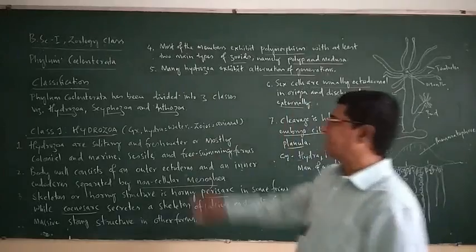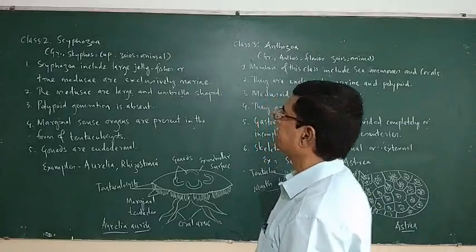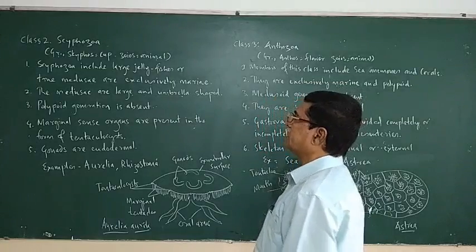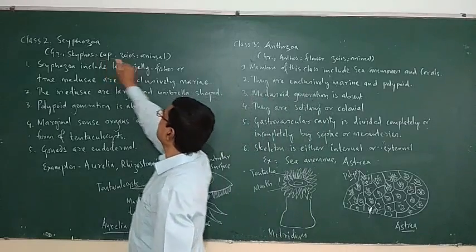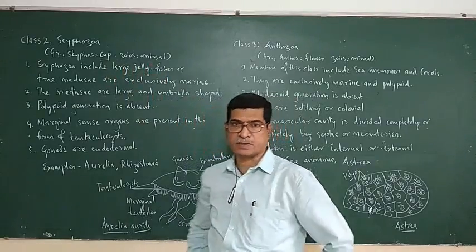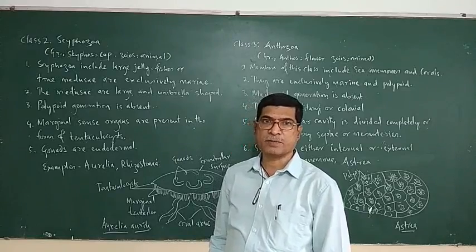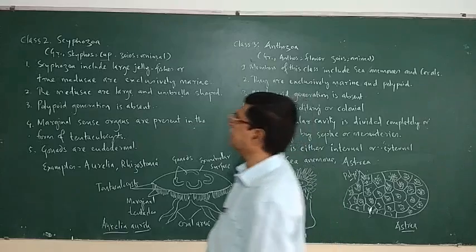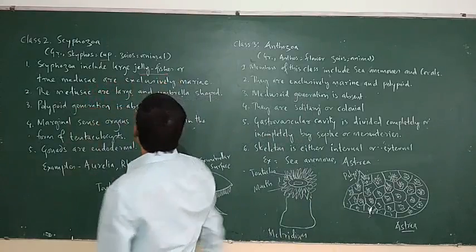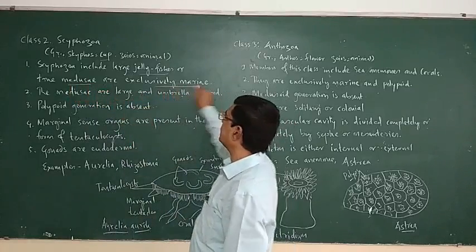So the next class is Scyphozoa. Class 2, Scyphozoa. In Greek, scyphos means cup, zoon means animal. So cup-shaped animals. Scyphozoa class includes cup-shaped coelenterates. Scyphozoa include large jellyfishes or true medusae. These are exclusively marine.